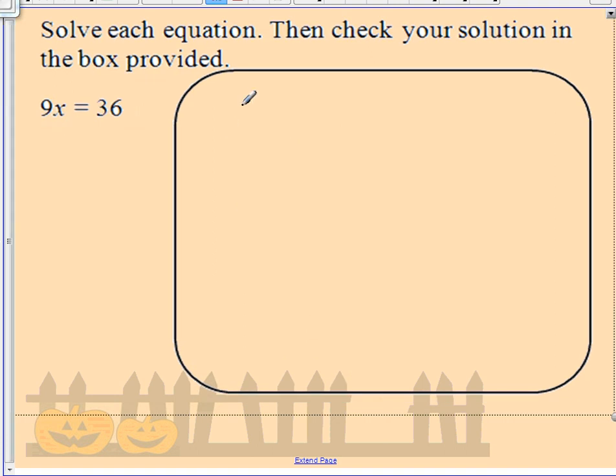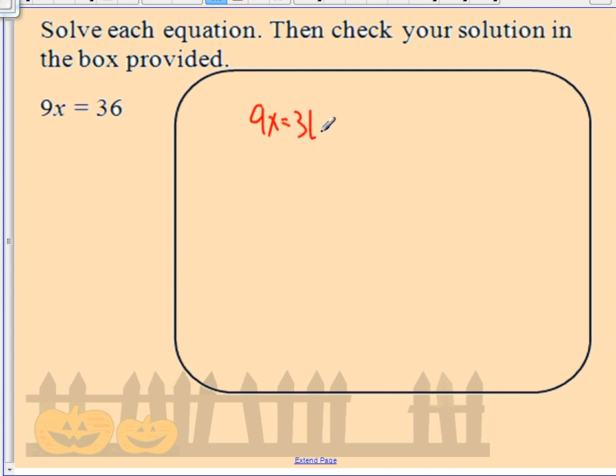All right, we'll do another example. So we have 9x equals 36. My inverse operation of 9x would be to divide by 9. So x would equal 36 divided by 9, which is 4.